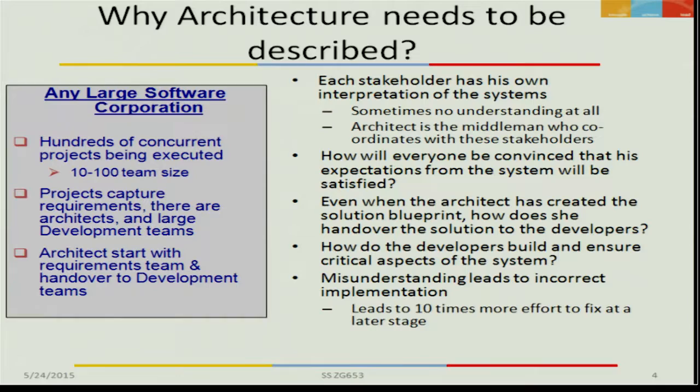The next question is how do the developers build and ensure different critical aspects of the system? That's again realized by architecture descriptions. Essentially, as an architect, you need to address some of the critical aspects of the system: how they should interact, how they should be implemented, and how this development team should implement them, so that those critical aspects are designed and developed as per the requirement.